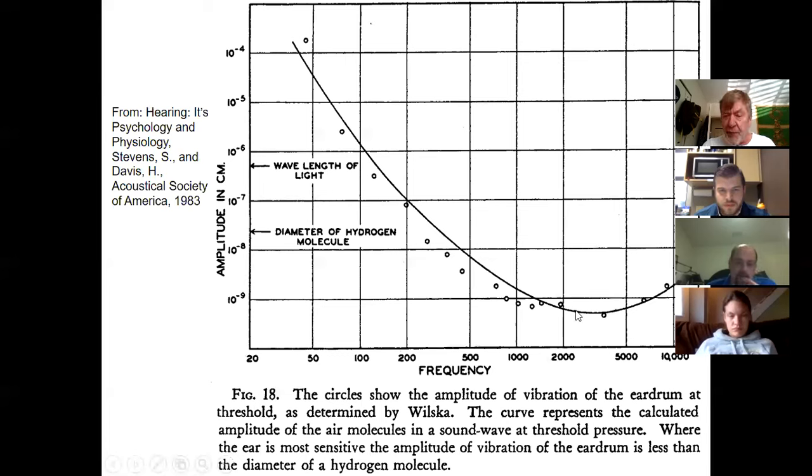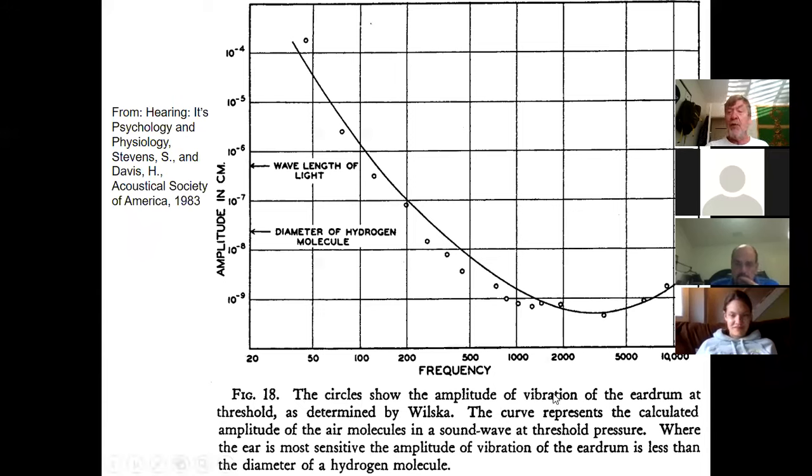Well, they found that the bottom here, between 1,000 hertz to about 5,000 or 6,000 hertz, that was the sweet spot of our hearing. In other words, at the level of threshold, the level at which the person could just barely hear it, the eardrum moved the width of a hydrogen atom. Now, that's small. Read what it says here.